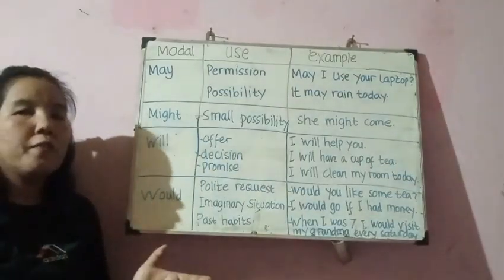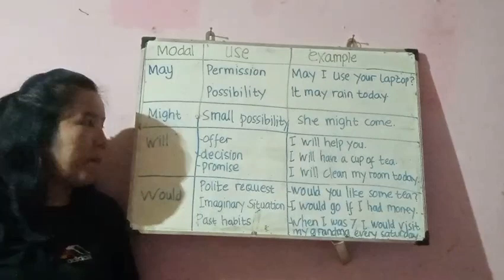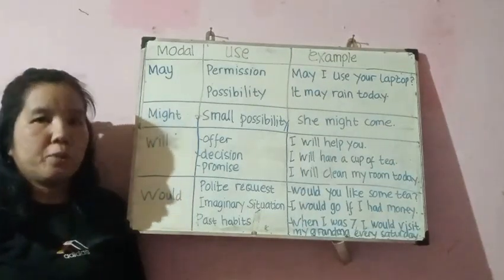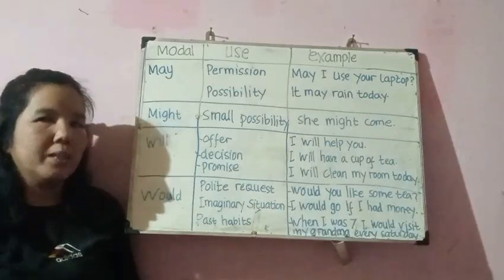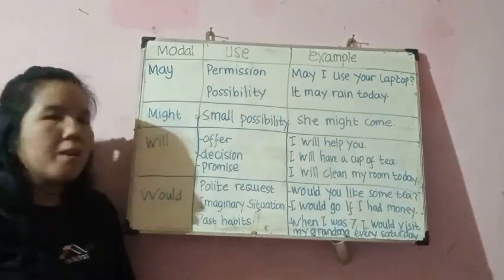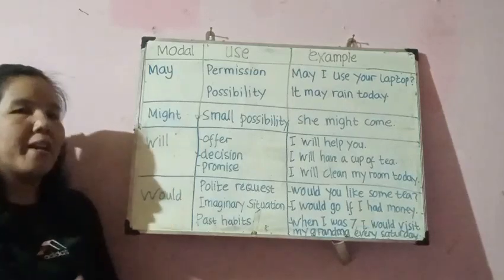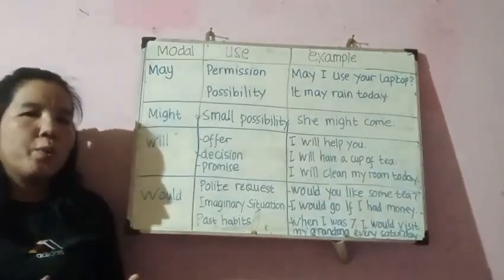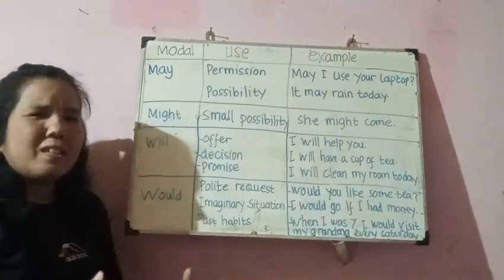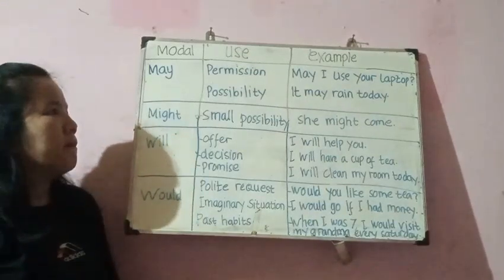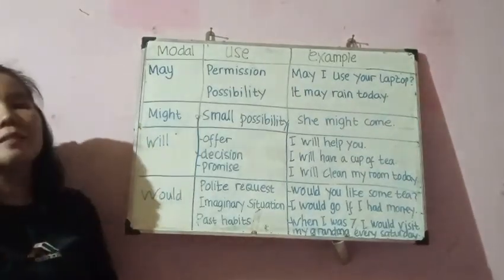We use modal verb may to ask for or give permission. For example, may I use your laptop? And we use may to talk about possibility. For example, it may rain today. Next, the modal verb might. When we are not sure 100%, we can say she might come. Maybe yes, maybe no.